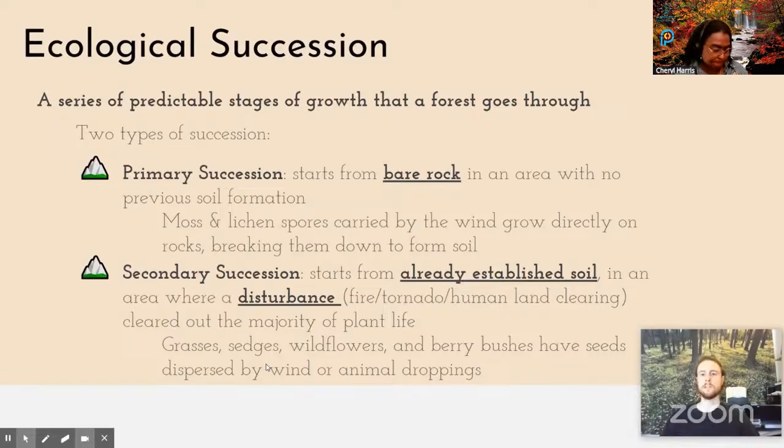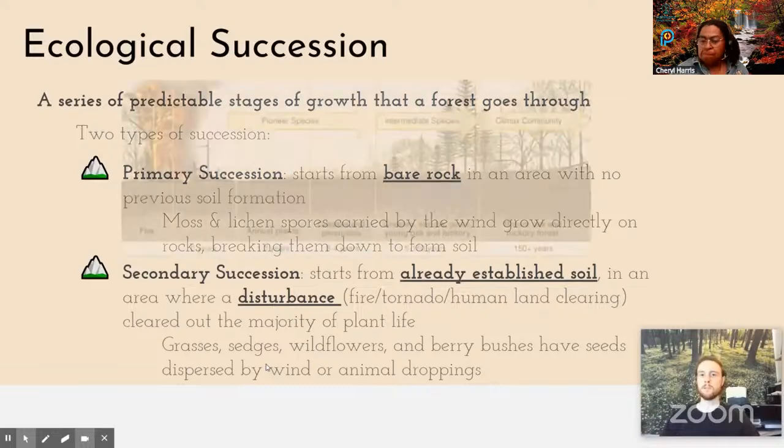We're also going to see some pioneer species or some initial species move in, similar to in primary succession, but the big difference is that these first species to arrive are going to be grasses, sedges, and wildflowers, and these are species that are quick growing, and they have their seeds dispersed by the wind or by animals.